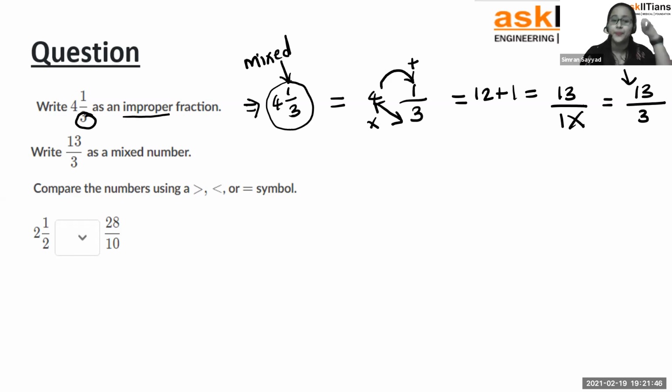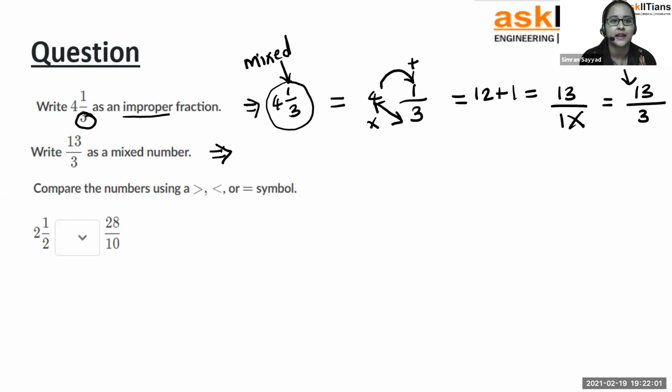I'll repeat again. If you get a mixed fraction, you have to multiply these two terms. Whatever answer you get, you have to add this term to that. And you have to express it in this way. Perfect. Okay, now the next question.